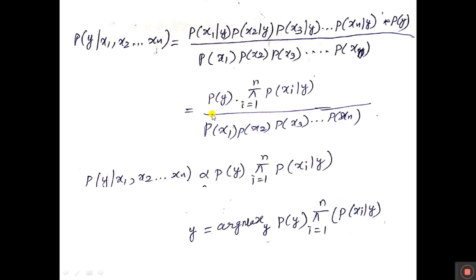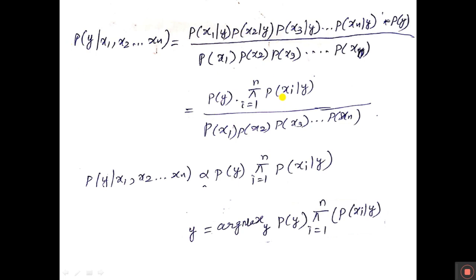So from this I need to find out y, that means argmax, that means the maximum probability of y. I need to find out the maximum probability of y. So how do we find the maximum probability of y? With the help of this argmax component, I am going to give a simple example.